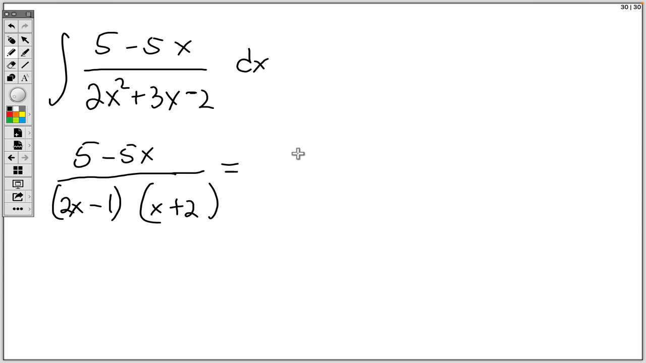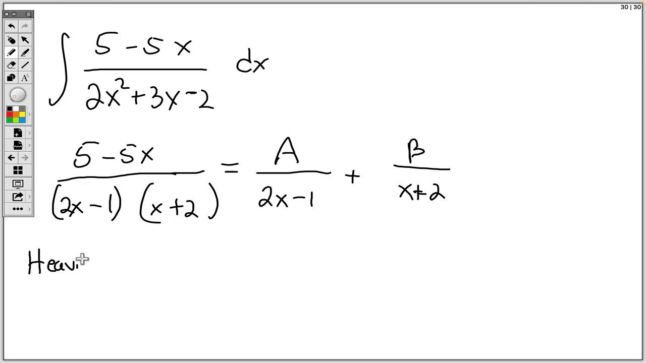So following the partial fraction decomposition theorem, this is going to look like some constant a over the factor 2x minus 1 plus some constant b over the factor x plus 2. And since we have distinct linear factors, we can apply the Heaviside. All right, so how does the Heaviside method work?